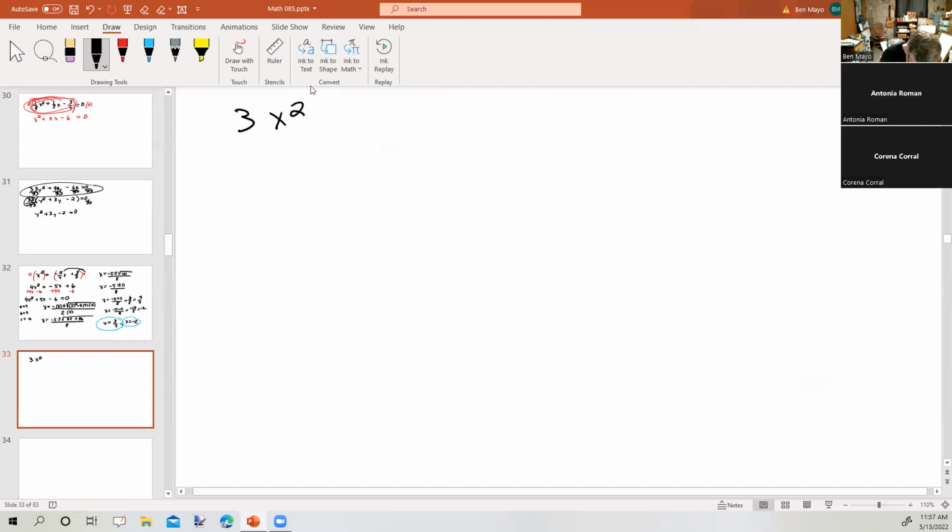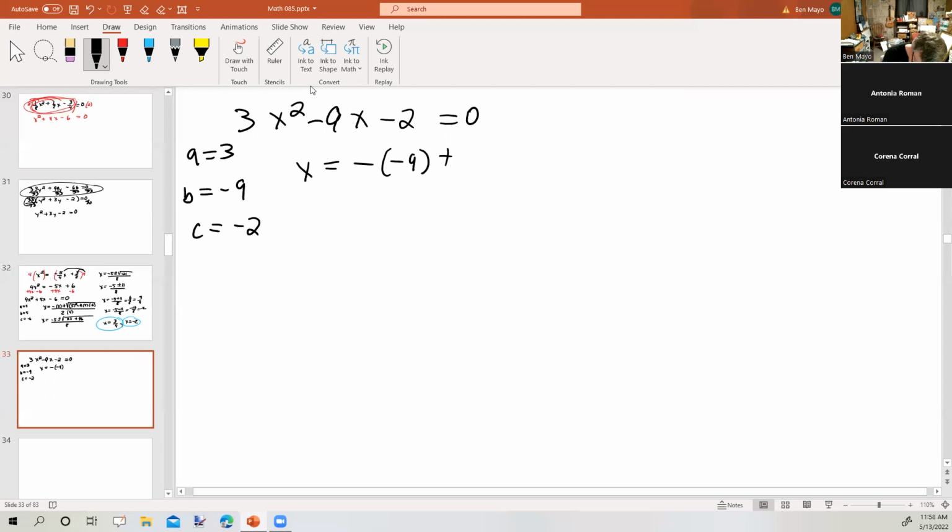3x squared minus 9x minus 2 equals 0. This is already in standard form. So A is 3, B is -9, C is -2. So we get x equals -b plus or minus the square root of b squared. I want to point out that the negative is inside the square there, okay, minus 4ac all over 2a.